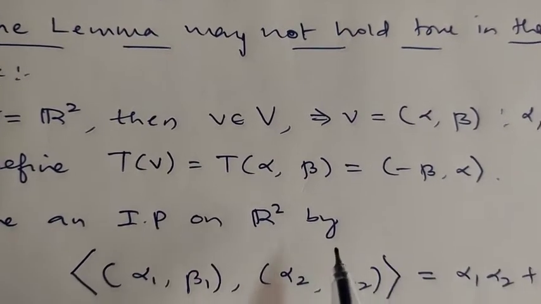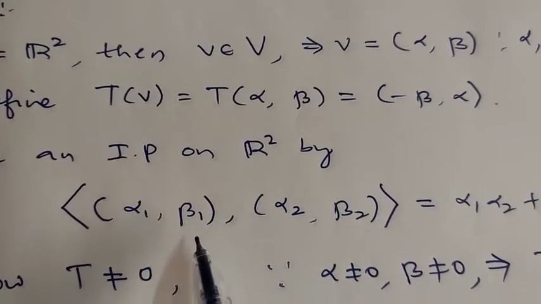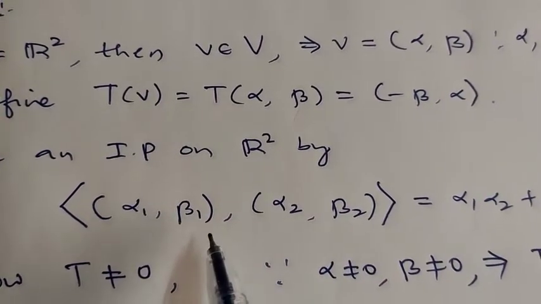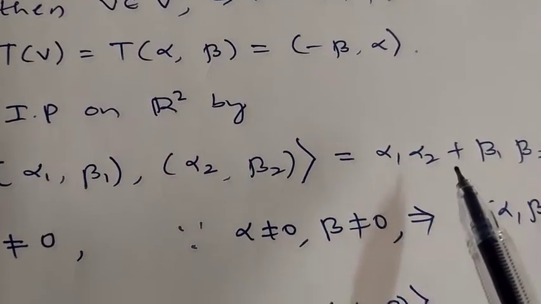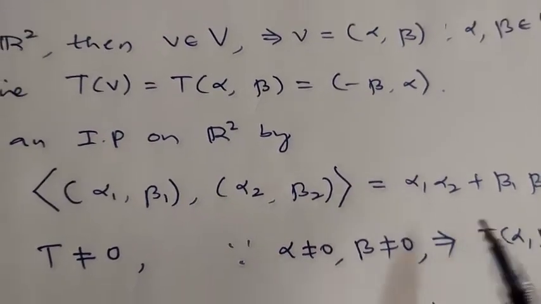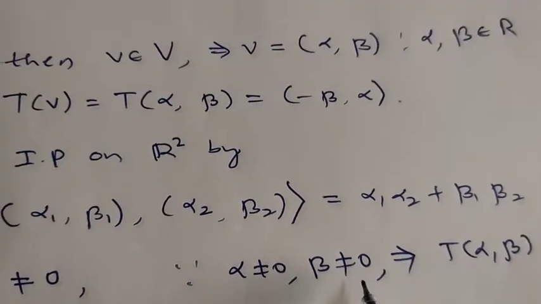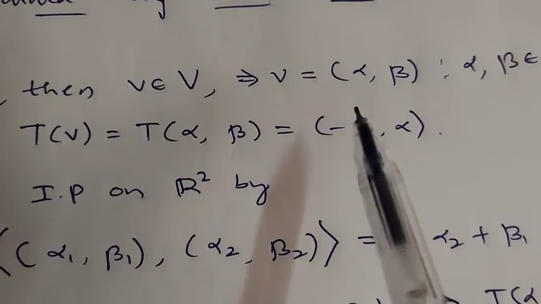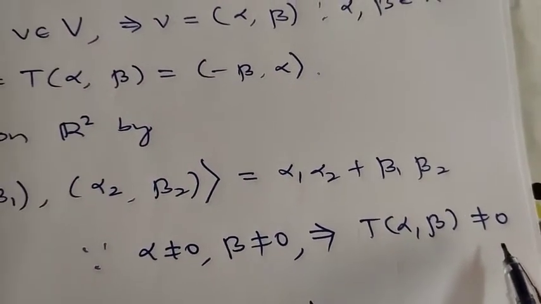Now I will define an inner product on R2. This is the standard inner product on R2. The inner product of any two vectors alpha 1 beta 1 and alpha 2 beta 2 is equal to alpha 1 alpha 2 plus beta 1 beta 2. Now T is not 0. Why? Because alpha and beta are not 0, since we have taken a non-zero vector. Therefore T of alpha beta is also not 0.